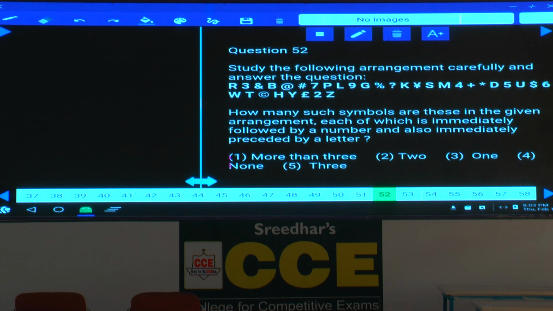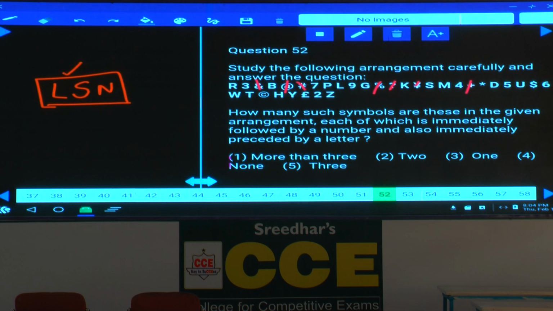Then question number 52 here. How many such symbols are there in the given sequence? Now I am representing a symbol with S, each of which is immediately followed by a number and preceded by a letter. Then what should be the sequence here? Letter, symbol and a number should be the sequence, isn't it? Hence, whenever these type of questions are given, first we need to express the given data like this. Then directly we can start from the symbol. Where is the symbol here? Symbol is here. This symbol is not preceded by a letter, this is ruled out. Now this symbol is preceded by a letter and it is not followed by a number. This symbol is not preceded by a letter, this symbol is preceded by a letter but not followed by a number.